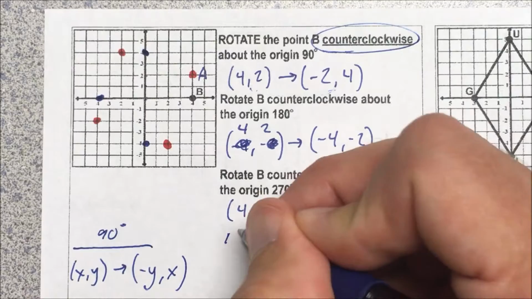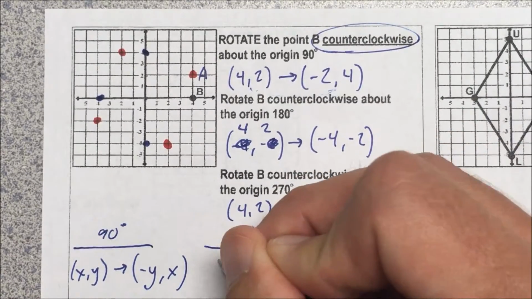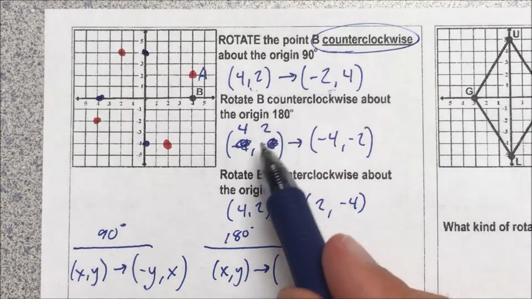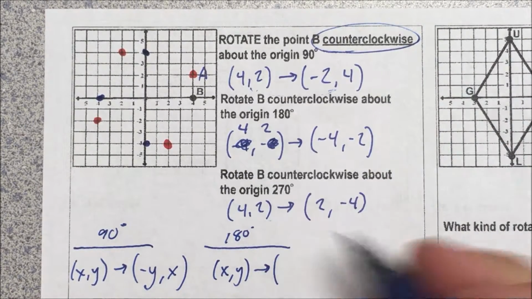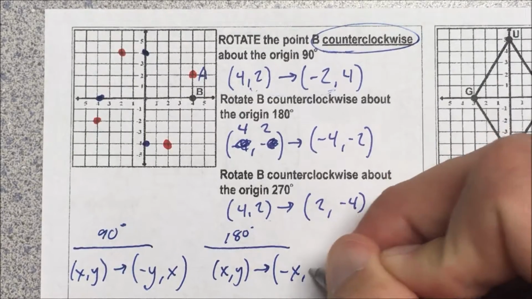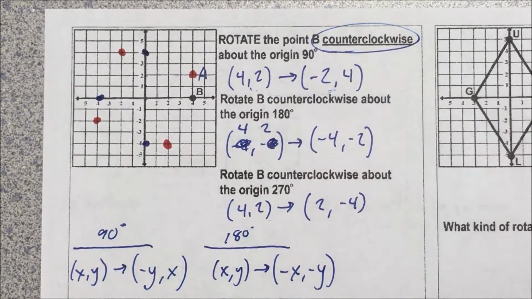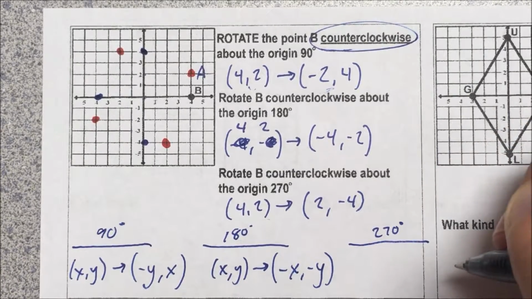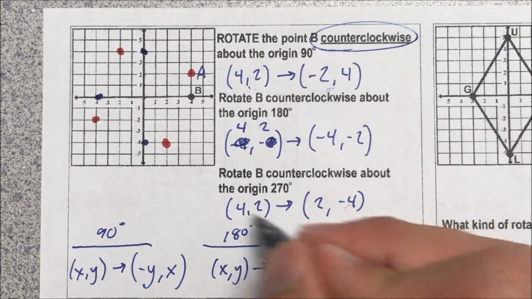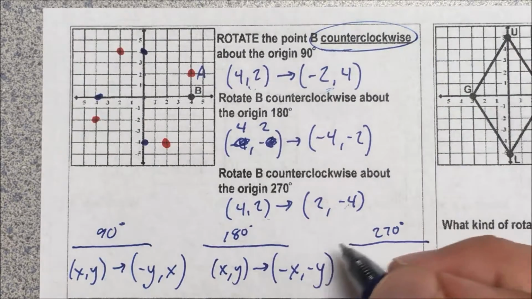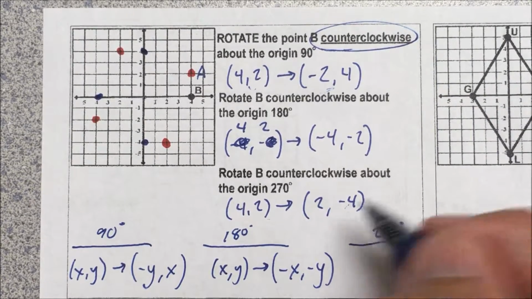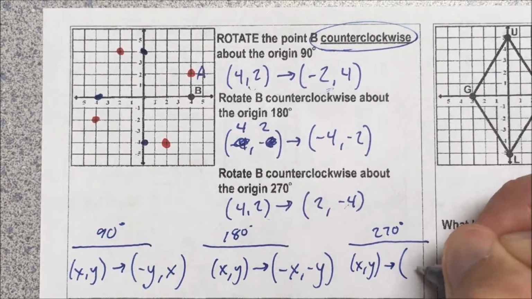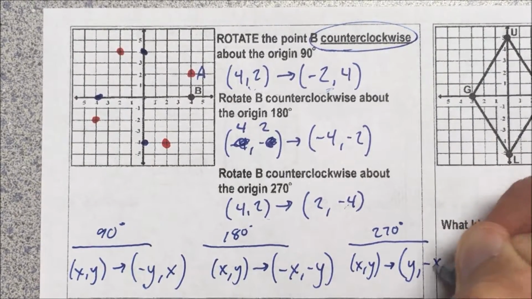For a 180 degree counterclockwise rotation, I started at X, Y, and what's different about those? Just the signs. Negative X, negative Y. If I make a 270 degree rotation, what's different about these? Well, the numbers are in a different spot, and the 4 now has a negative. So what happened? We went X, Y to Y, negative X.